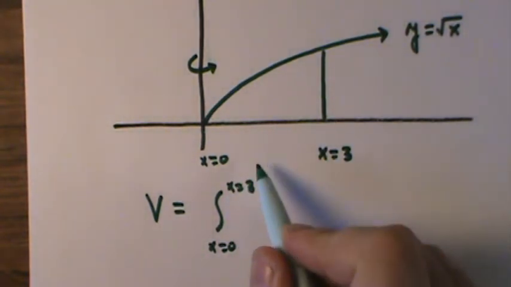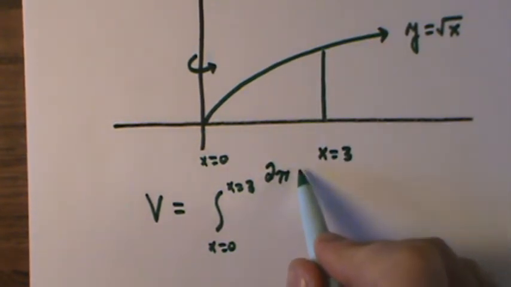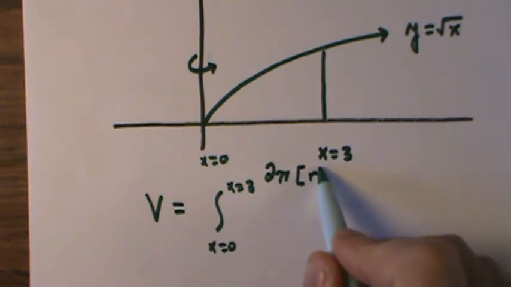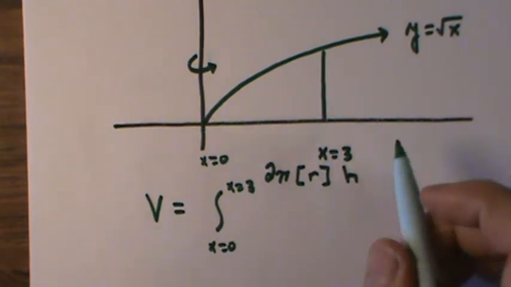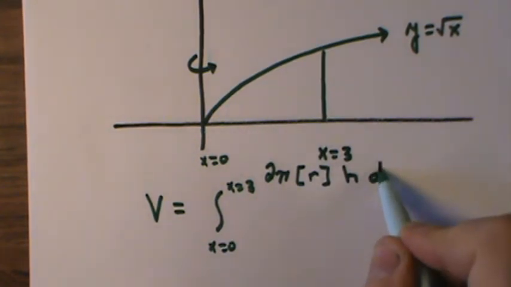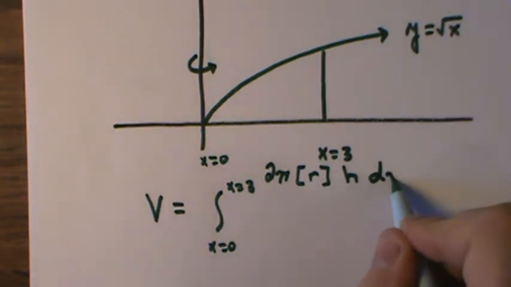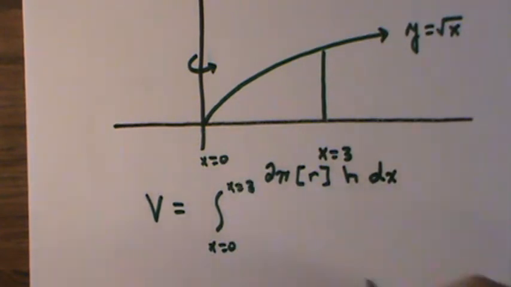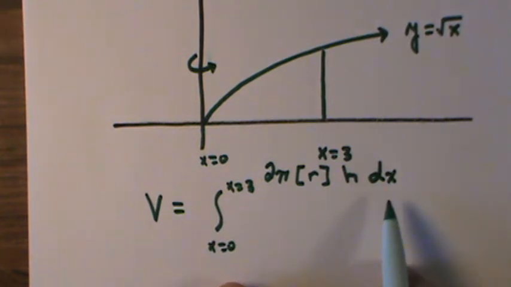Our formula is 2 pi, whatever our radius is, so I'm going to call that little r for radius, times whatever our height is, and then we'll have a d something. It's either dx or dy. In this case, it'll be dx because I'm going about the y-axis, so it's reversed. It's the opposite of what we've been taught with the disk and washer method. So this is going to be dx. And now let's explain how this works. I'll start with the 2 pi, which is simple.